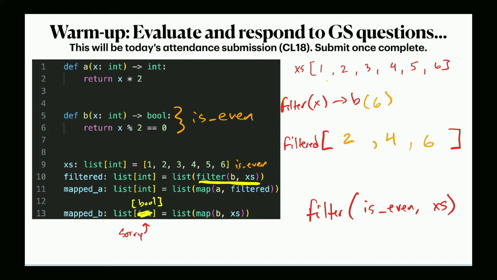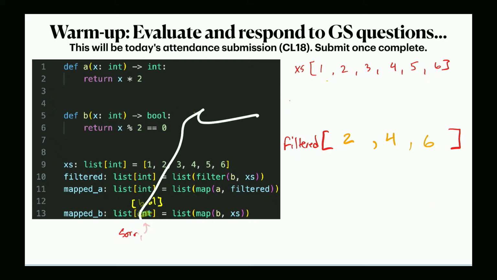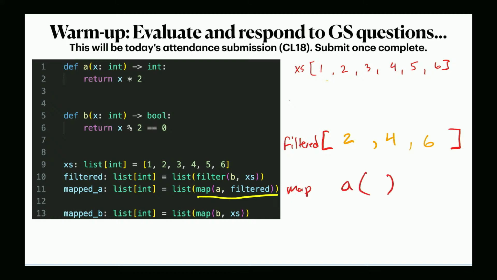All right, so let's carry this out. So filtered here is 2, 4, 6. That's what would be assigned to that variable. If we wanted to continue this on, we reach our next higher order function call here. We're calling the map function. And here we're saying A is the transform function that we're mapping with, and A is this function defined here. It just multiplies whatever its input is by 2. And so ultimately, these results are going to be assigned to the mapped A variable.